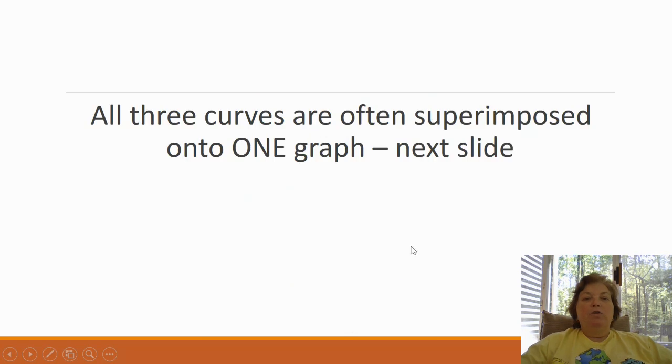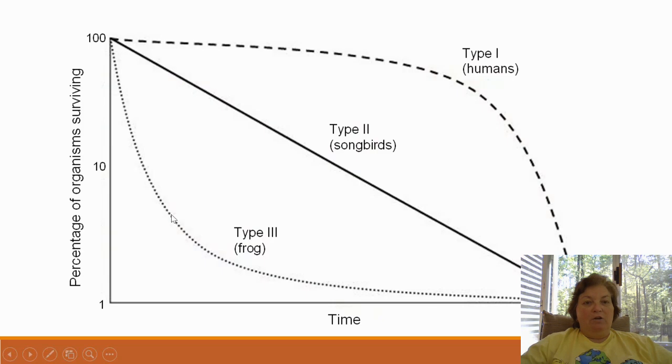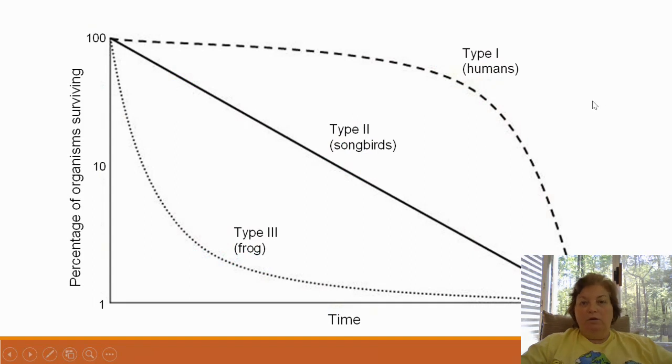Then we often take all 3 curves and put them onto one slide. The next slide is going to show you that. So here's one graph. Here's your type 1. Here's your constant loss type 2, and here's your, sorry, I went too fast, here's your type 3. So a mammal or a rhino or an elephant, your birds, and then fish or cane toads. And then here's another graph of it without the pictures, but again, examples here.